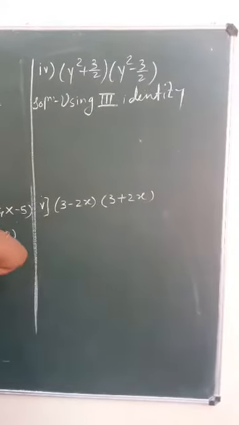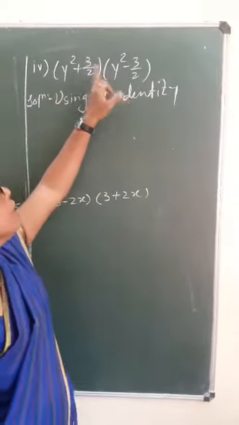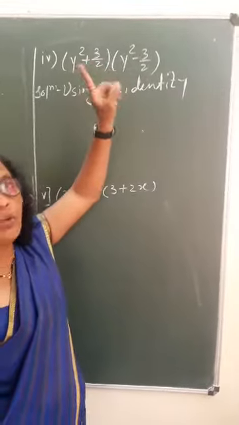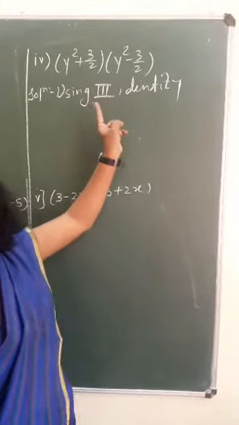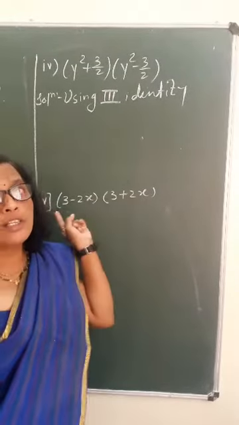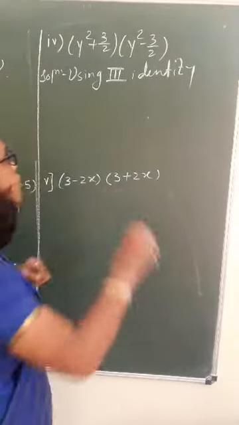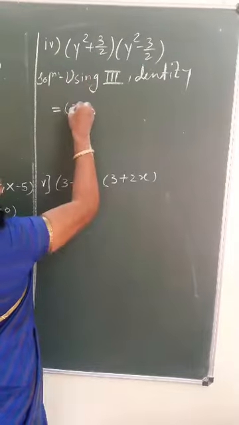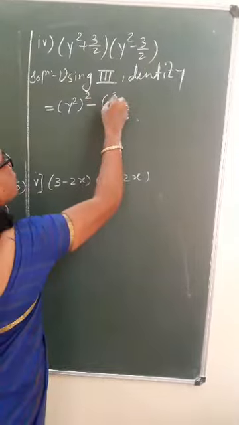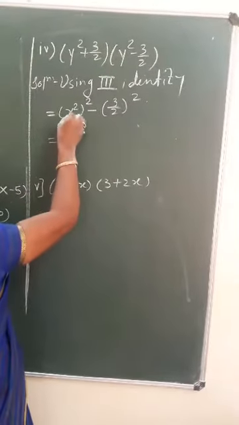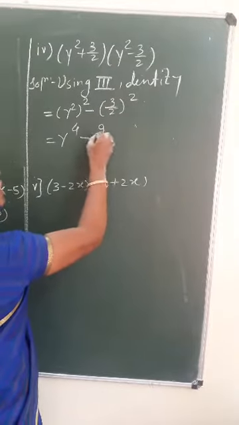Fourth problem, y square plus 3 by 2, in the second bracket y square minus 3 by 2. Are you finding the first term in both brackets is the same and the second term is also the same, only the change is positive here and negative here? This is the third identity. Here we have to use the third identity. What is the third identity? x plus y into x minus y is x square minus y square. So what is your first term? y square, whole square, minus the second term 3 by 2 whole square. y square whole square is y raised to the power 4, minus 3 square is 9 and 2 square is 4.